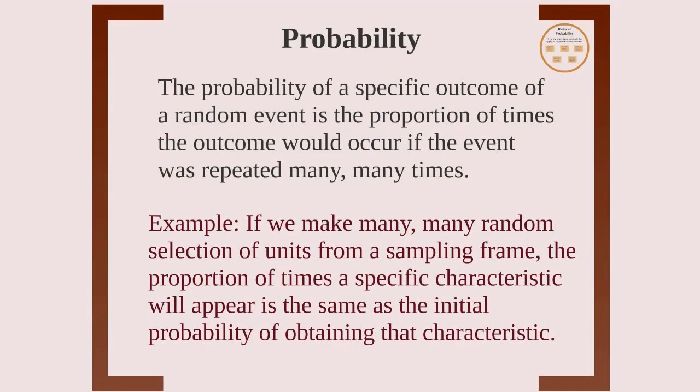We have been talking about probability. Remember that the probability of an outcome of a random event is related to the proportion of times the outcome would occur if the event was repeated many, many times. Now there are particular rules of probability.